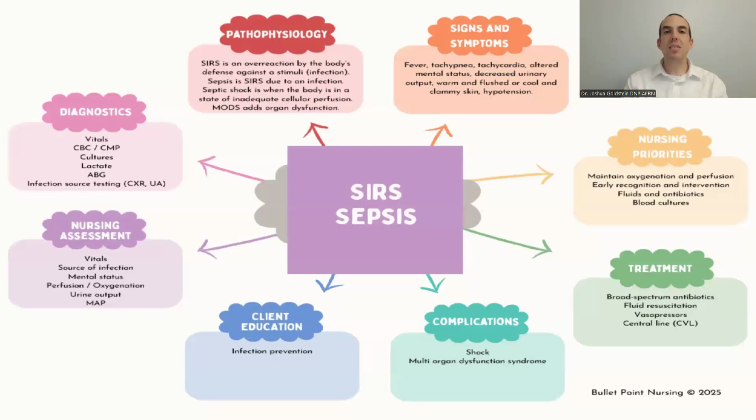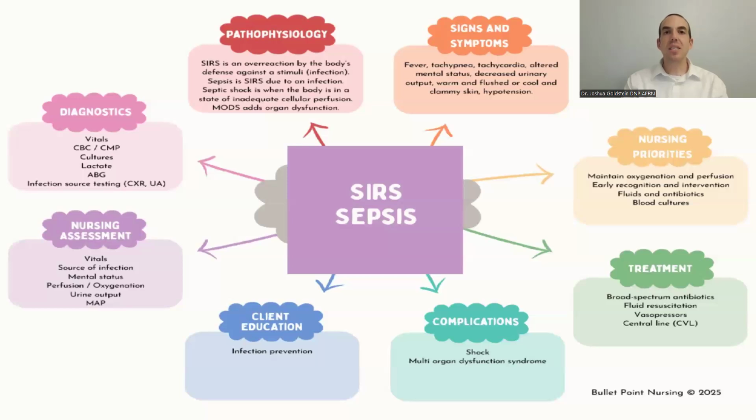But generally speaking, the systemic effects will be fever, tachypnea, tachycardia, altered mental status, decreased urine output, and that's a big one because once we see decreased urine output, that often means that the body is trying to hold on to fluid because the body's heading in the wrong direction. Their skin may be warm and flushed early in shock and then cool and clammy later in shock, and they may even have hypotension if they're really getting into shock.